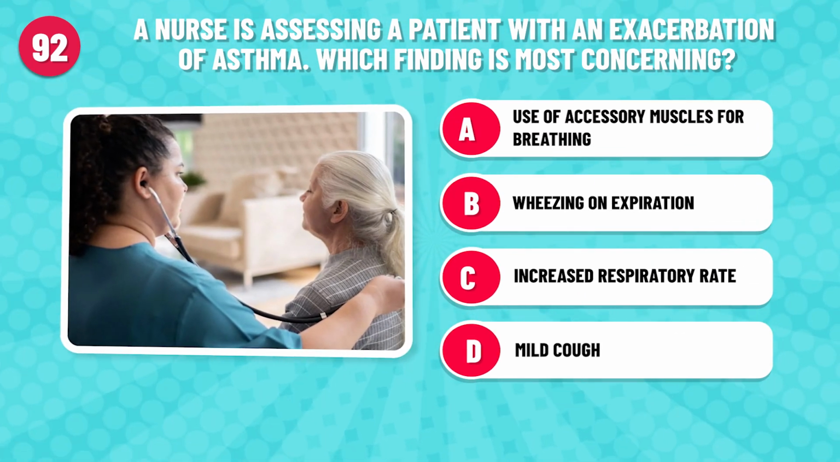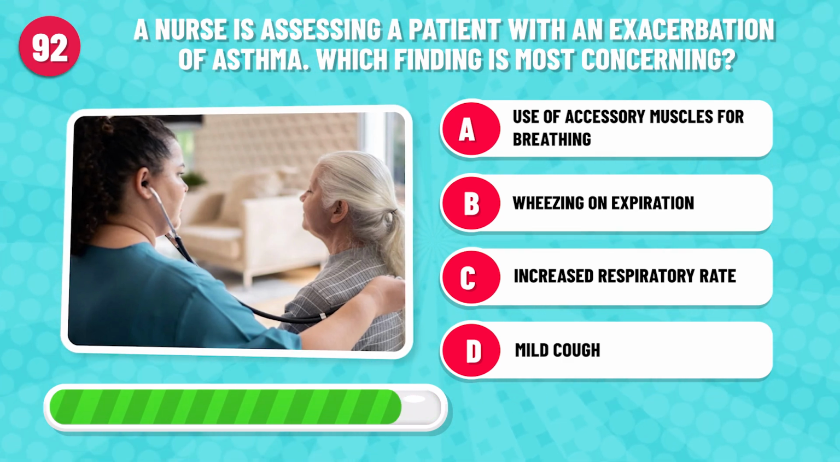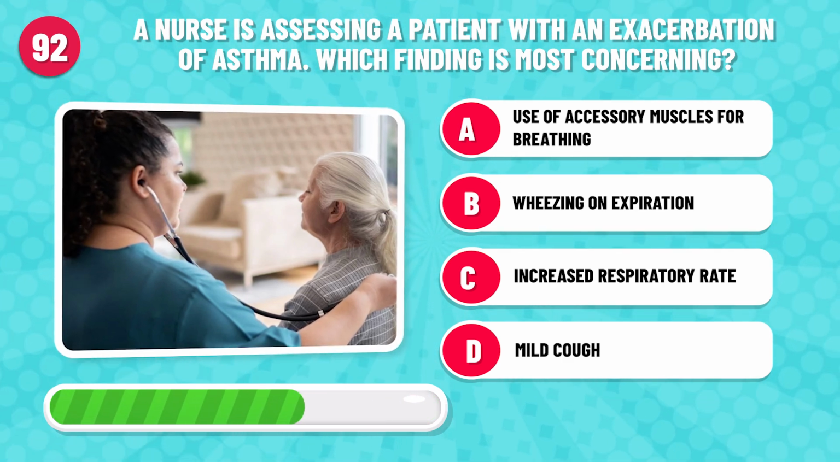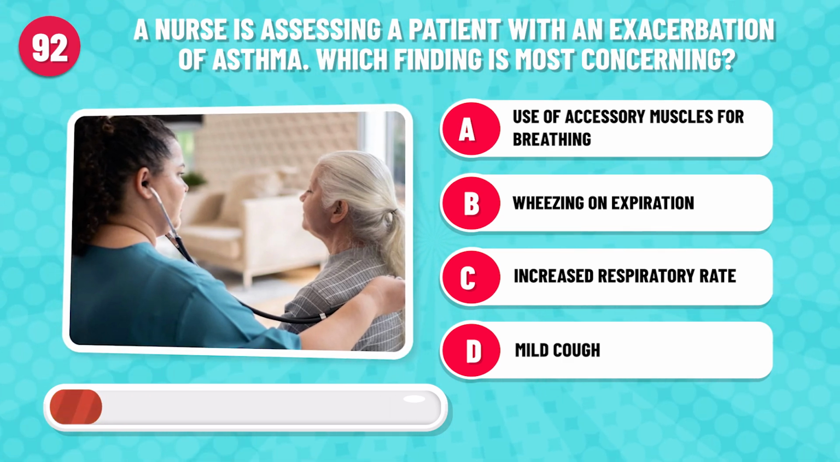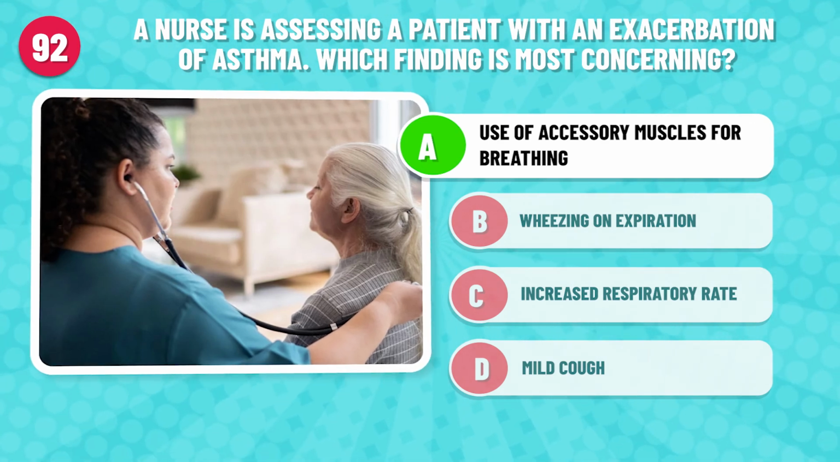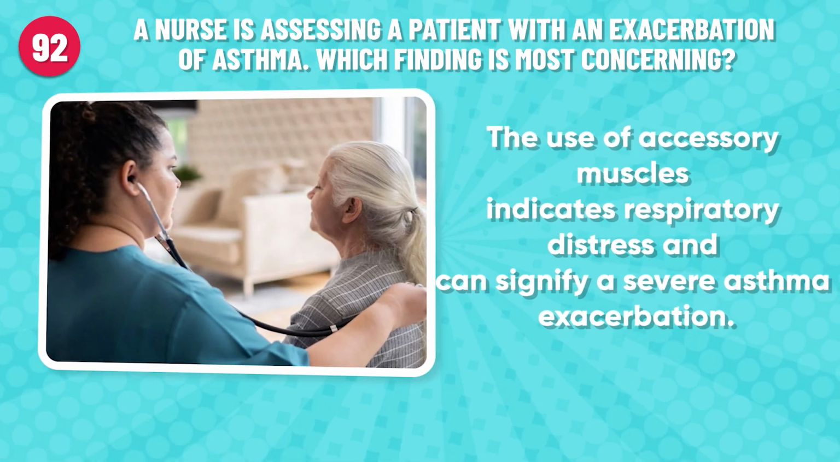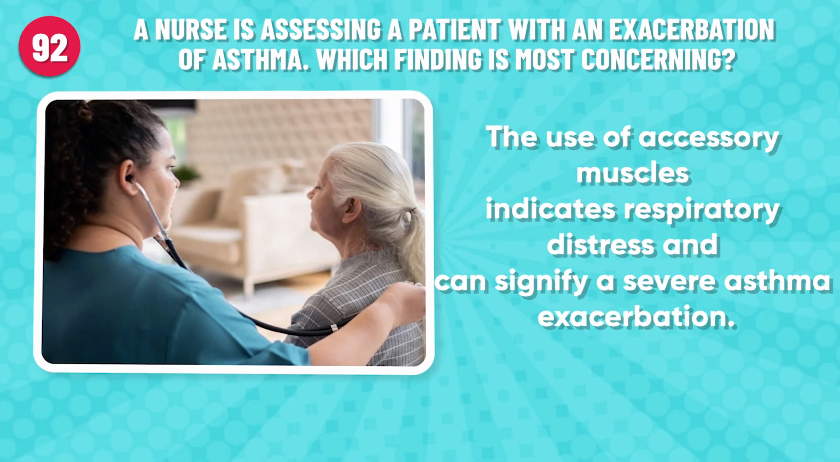A nurse is assessing a patient with an exacerbation of asthma. Which finding is most concerning? It's A. Use of accessory muscles for breathing. The use of accessory muscles indicates respiratory distress and can signify a severe asthma exacerbation.